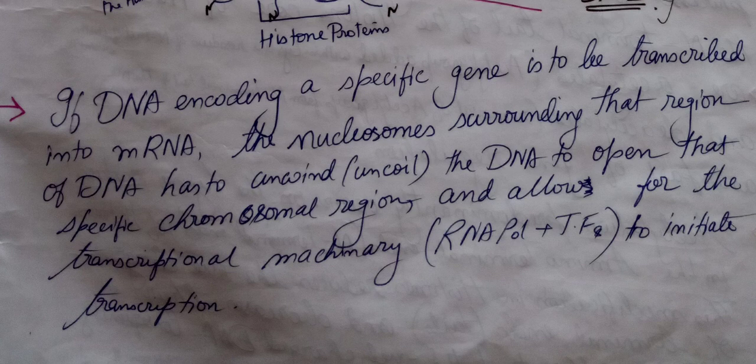Suppose a DNA encoding a specific gene is to be transcribed into mRNA, then nucleosomes surrounding that region of the DNA have to uncoil. Okay, have to unwind, because it is tightly packed with the histone to form chromatin. So how will other proteins access that region? So it has to unwind, so that DNA will open that specific chromosomal region and allow the transcriptional machinery to carry out transcription and later on the translation process. Okay, so this was about the epigenetic regulation. More to come, let us see.